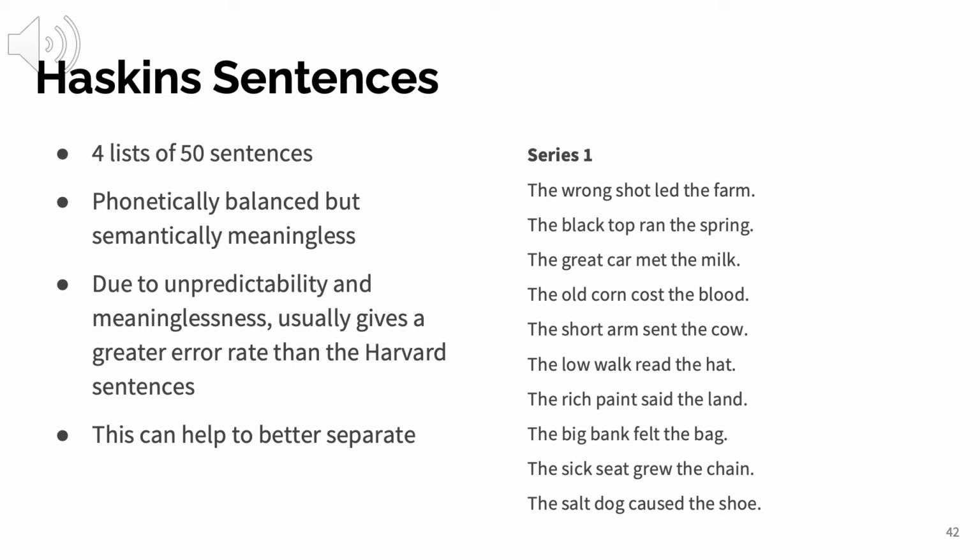And so due to that unpredictability, it usually gives a greater error rate when people are trying to listen to and transcribe those sentences. So basically, if you have a bunch of systems which are maxing out in terms of the intelligibility on the Harvard sentences, you might throw in the Haskins sentences, because they're basically absolute nonsense sentences, and everyone is expecting people to perform far worse with those examples.